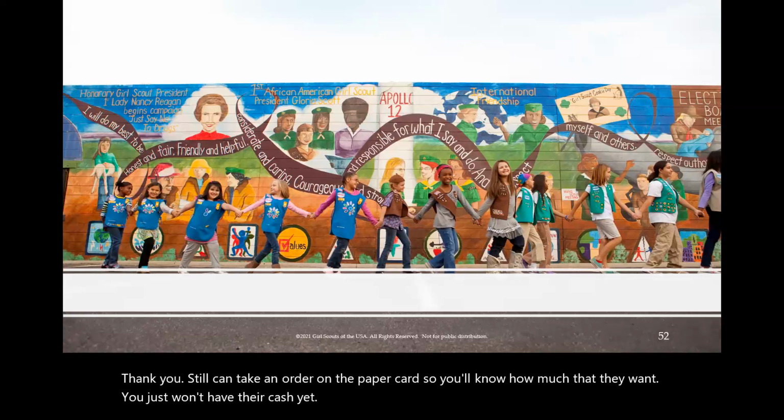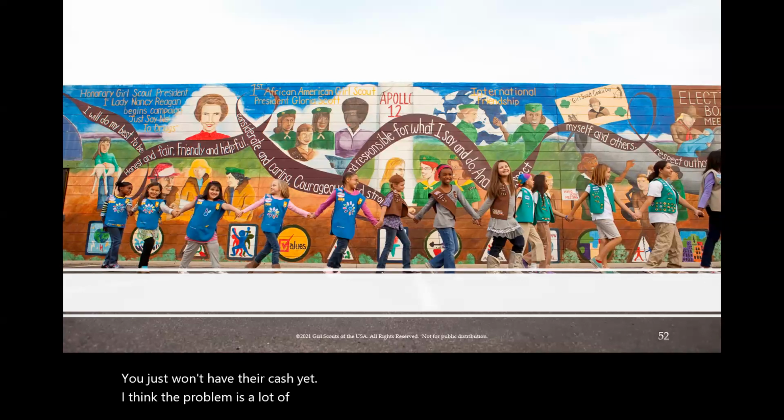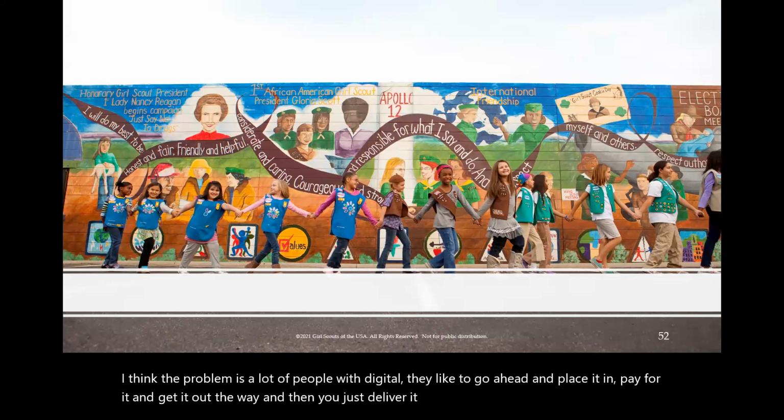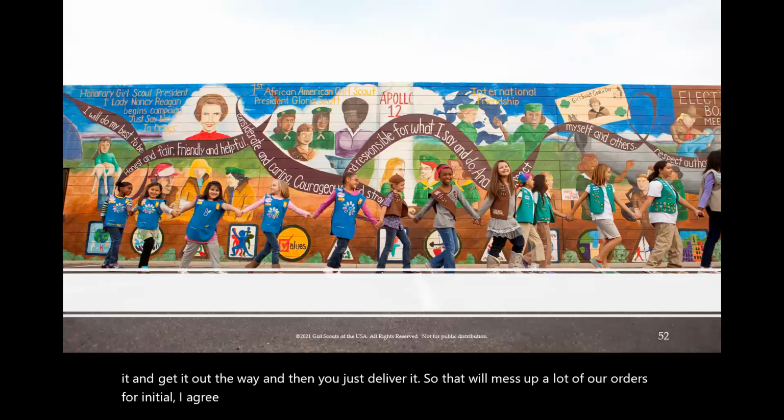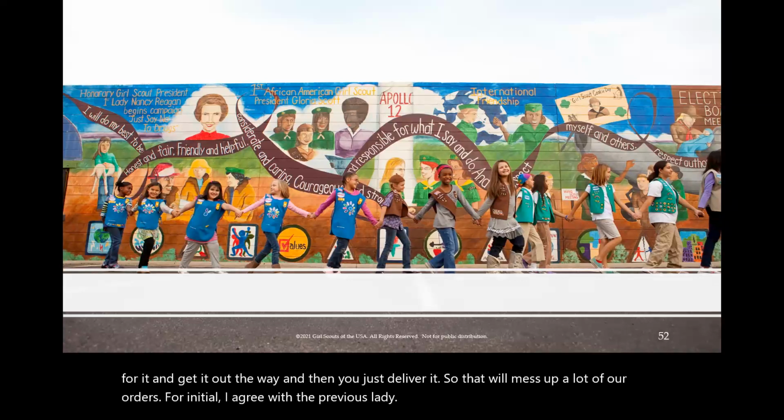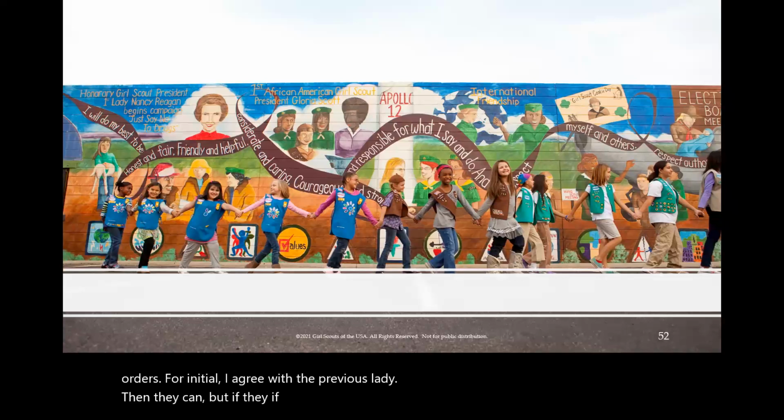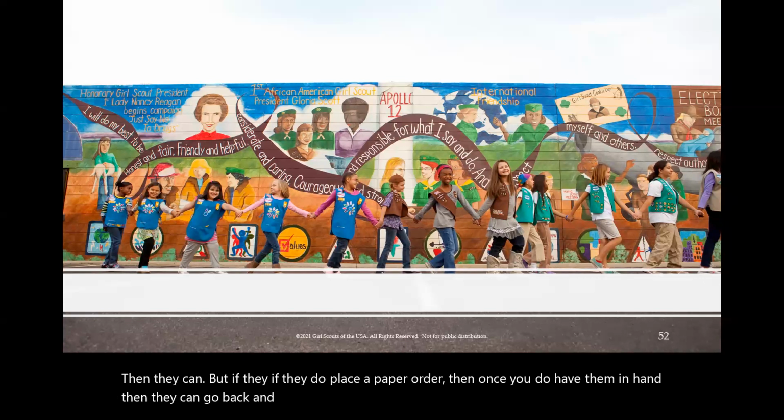I think the problem is a lot of people with digital, they like to go ahead and place it and pay for it and get it out of the way, and then you just deliver it. So that will mess up a lot of our orders for initial. I agree with the previous lady. They can, but if they do place a paper order, then once you have them in hand, they can go back and pay for them through the digital cookie app. But what if that's an alternative.